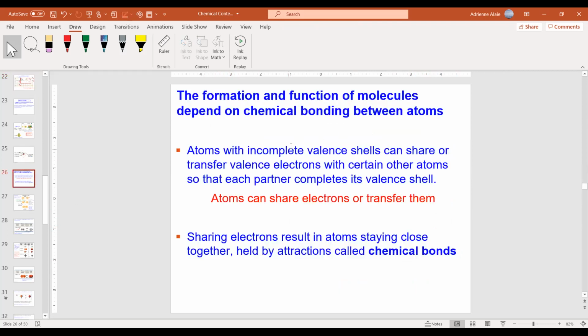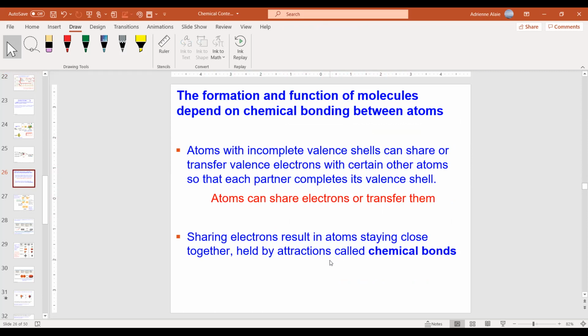It says atoms with incomplete valence shells, so they're not as stable as they could be, can share or transfer. I was just talking about the transfer with sodium and chlorine. They can transfer electrons in their outermost valence shell with other atoms, all in a desire to complete their outermost shell. They can do it in two ways. They can give off, transfer, or accept, or they can share electrons.